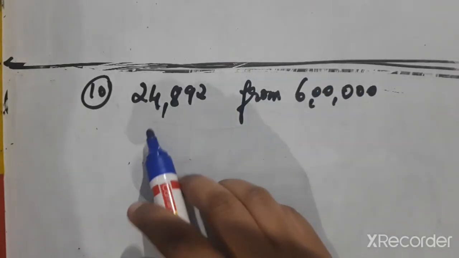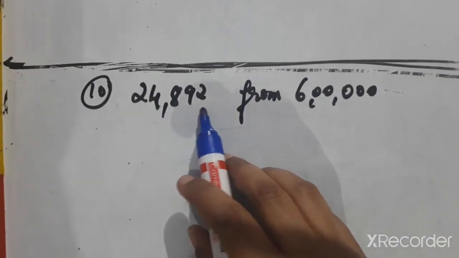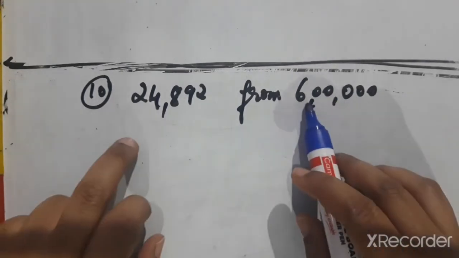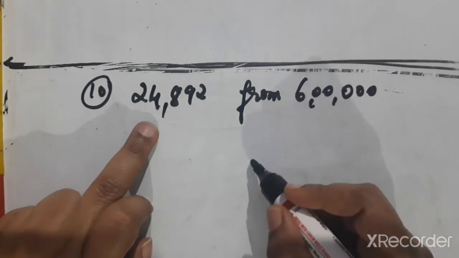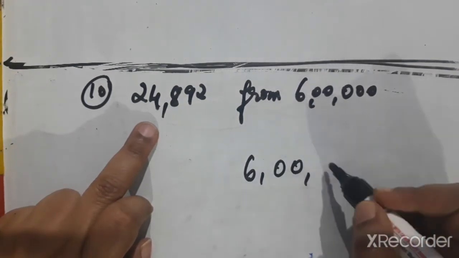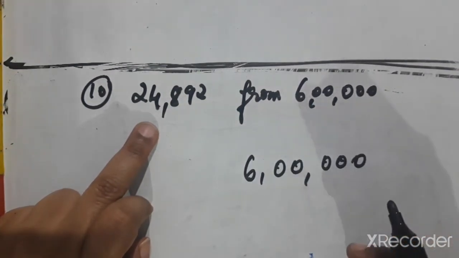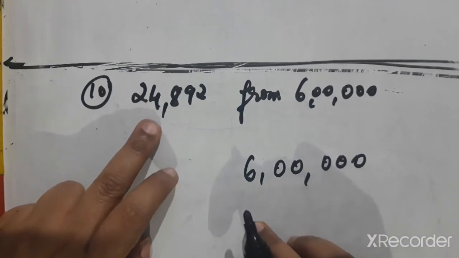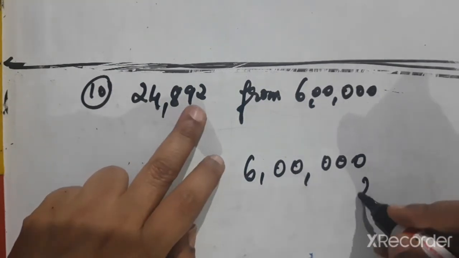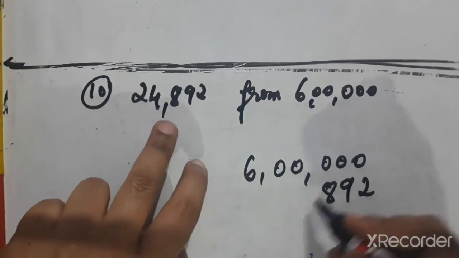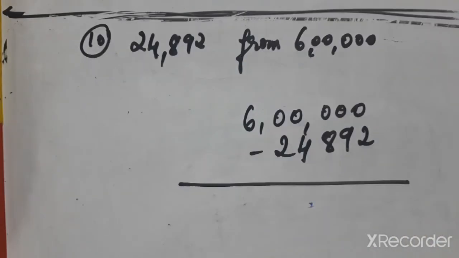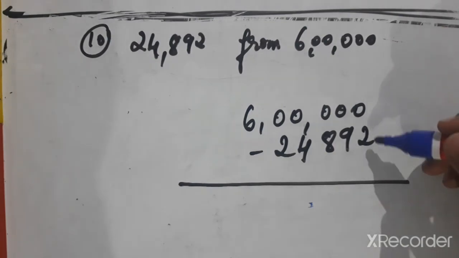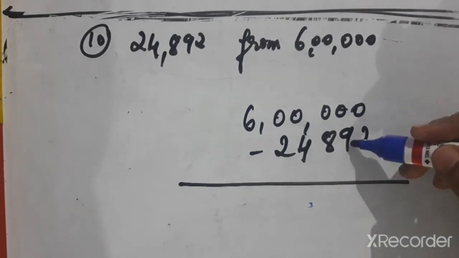Now the 10th one, 24,892 from 6 lakh. So 6 lakh is greater than this number. So always write first the number which is given after "from", 6. Now 2, 9, 8, 4, 2, minus symbol. Now here 0 minus 2, we can't subtract.